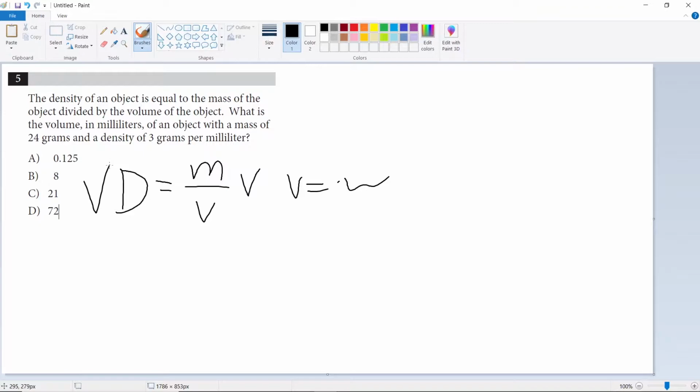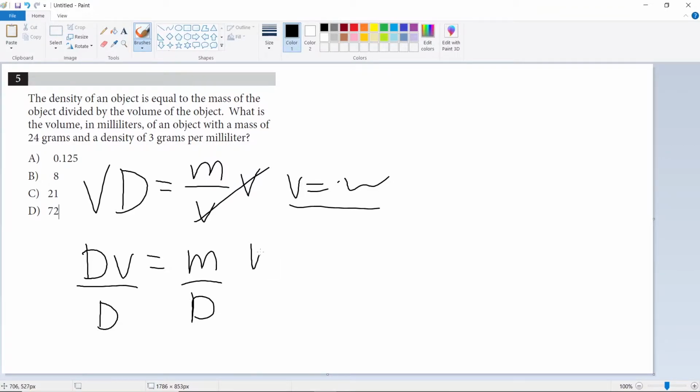Since I'm dividing by volume, I multiply both sides by volume. I'm just going to write dV equals M. So the volumes cancel out. Well, I want volume by itself. I want volume equals stuff. So since I'm multiplying by density, I divide by density. And I get volume equals mass divided by density.